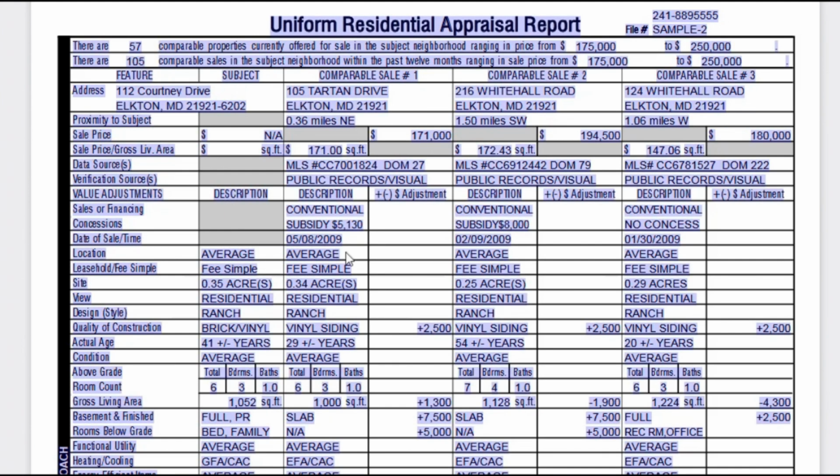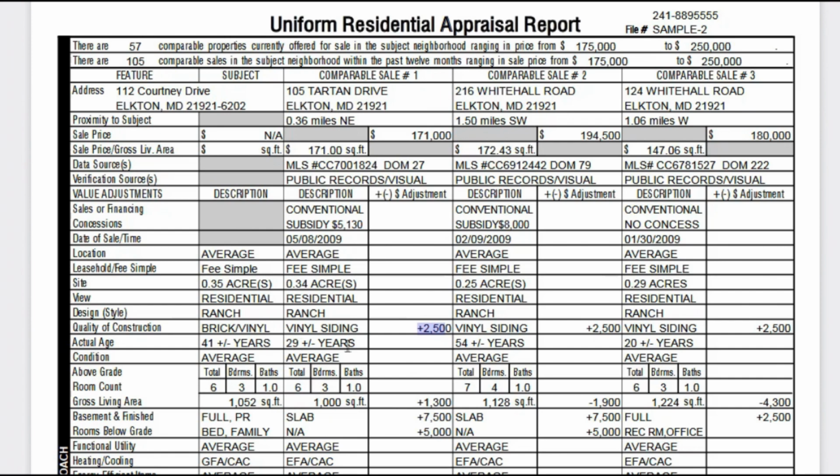Well, it's average. It's also fee simple. The size of the lot is similar. It's also residential. It's also ranch, so good. But it has a different quality of construction, right? This one has vinyl siding, and brick is better. So what they do here is they make an adjustment because they have to bring this up to equal the subject. So they make a $2,500 upward adjustment.